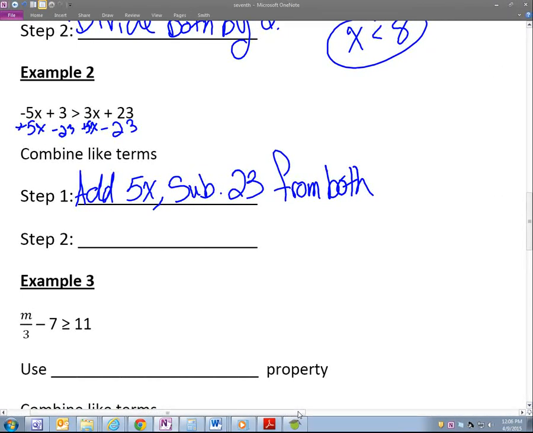Do you need me to write out what I wrote already, or can I just go straight from here? Does anybody need me to rewrite what I wrote already? It's okay if you do.